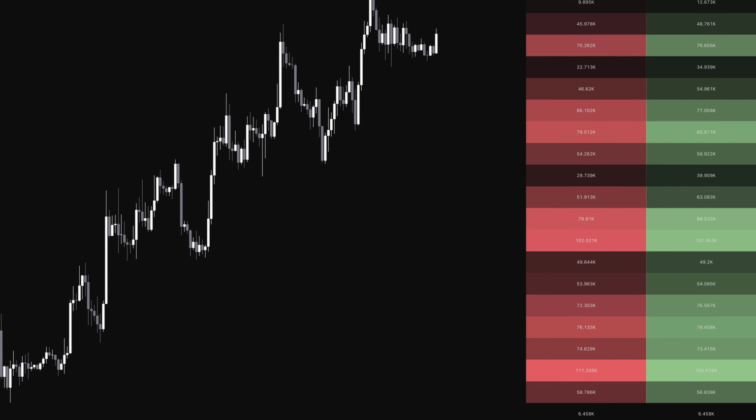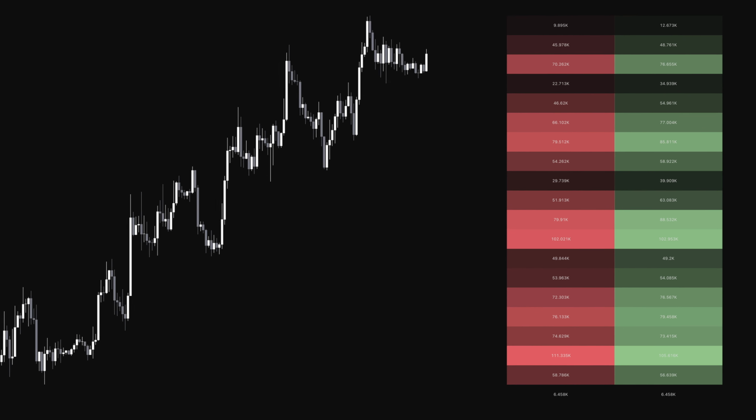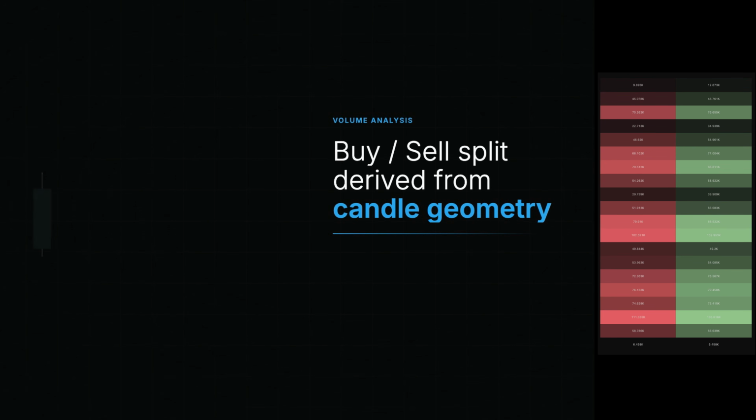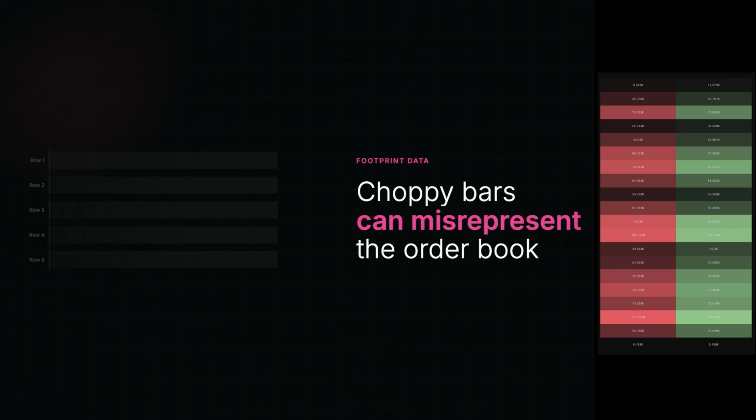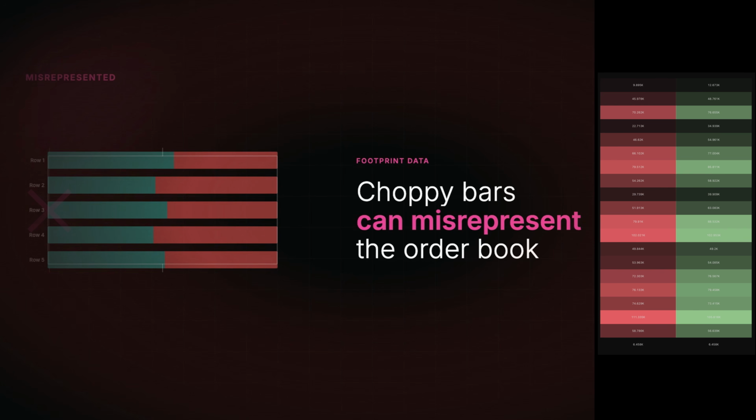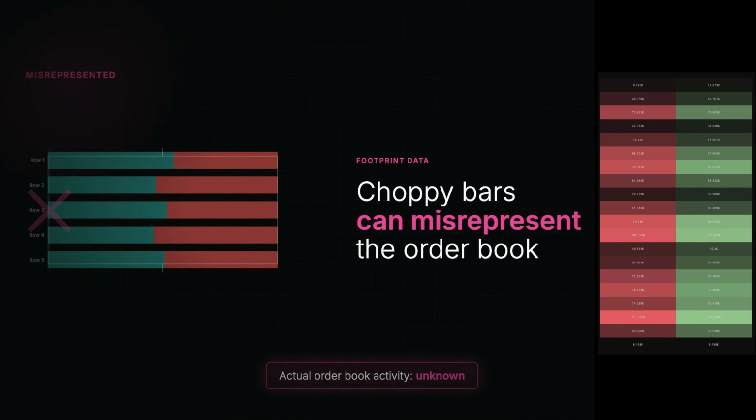The limitation is the same theme that runs through most indicators in this review. The buy versus sell split is derived from candle direction and geometry, rather than true bid-ask data, so on choppy two-sided bars, the row-level distribution can misrepresent what actually happened in the order book.